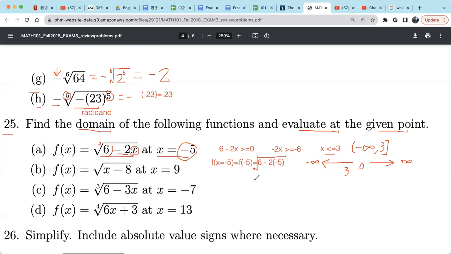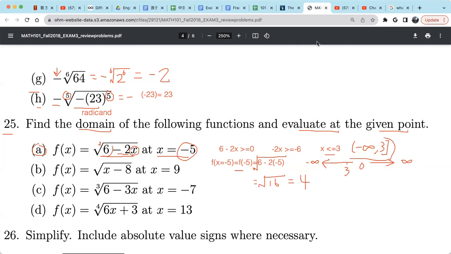Now we just evaluate. So we get the square root of 6 plus 10. Negative 2 times negative 5 becomes plus 10. 6 plus 10 is 16. Square root of 16, that's 4. So for question A, the domain is going from negative infinity up to 3, including 3. And the evaluation of f of negative 5 is 4.